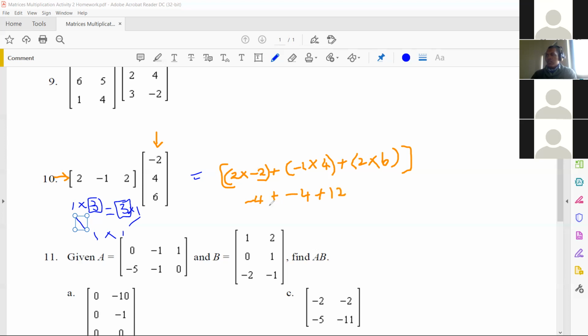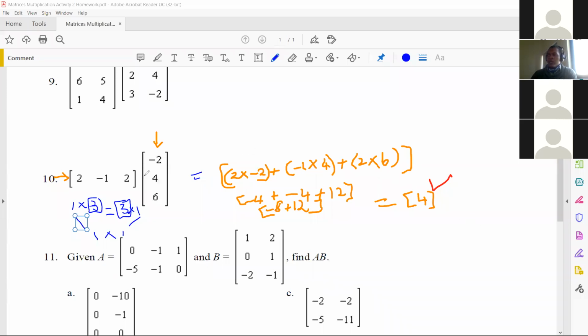So I have -4 plus -4 is -8, plus 12. And please note these are all inside the matrix still. We just simplify, and this is also inside the matrix. So -8 plus 12 will give us a resulting matrix of just a 4. So the answer of a 4 will be correct.